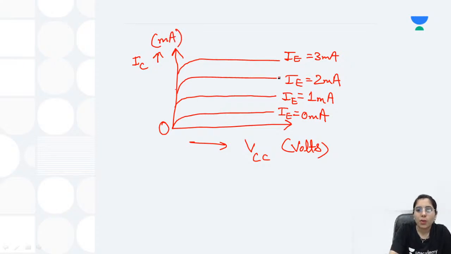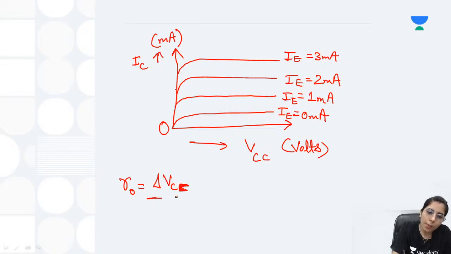Now let's talk about the next thing. If we are going to talk about emitter current, it can be 0 milliampere, 1 milliampere, 2 milliampere or 3 milliampere. In this case, we also need to know about the output resistance. That will be equal to delta VCB or VCC upon delta IC at constant IE. That is going to be your R0, that is output resistance.